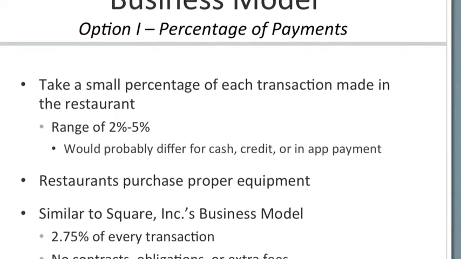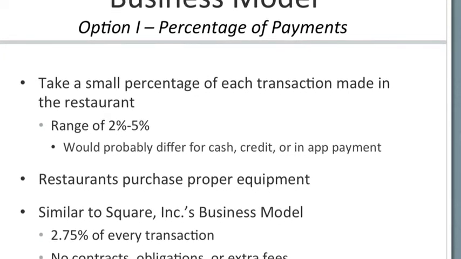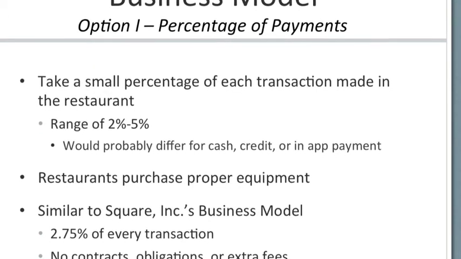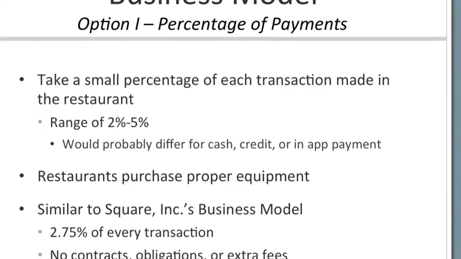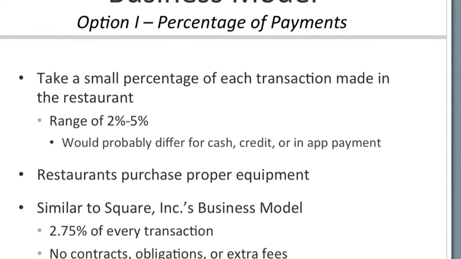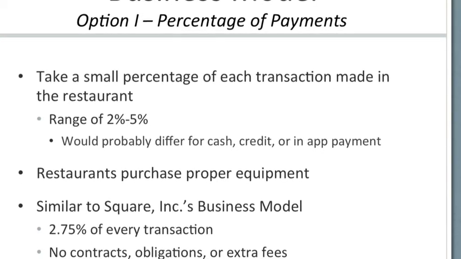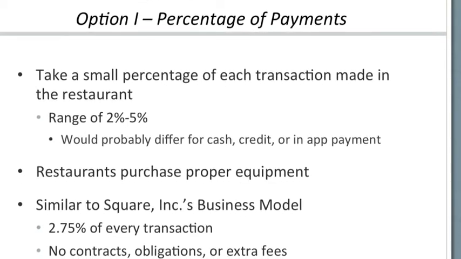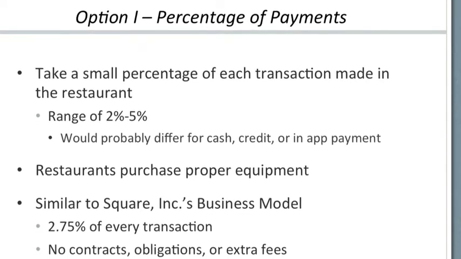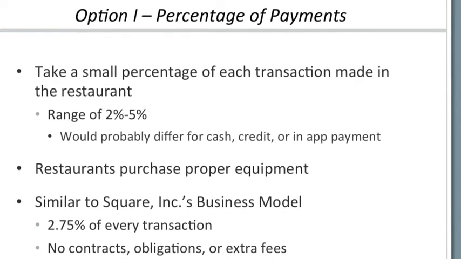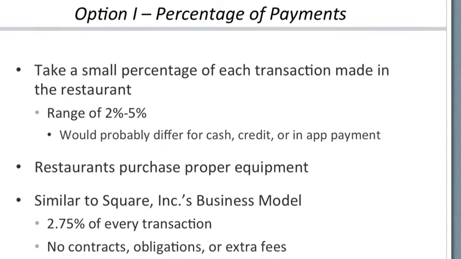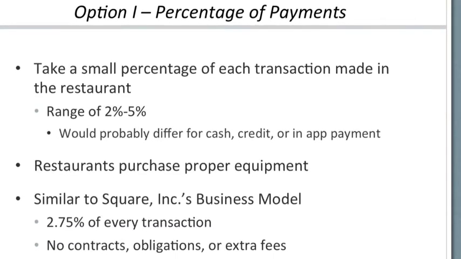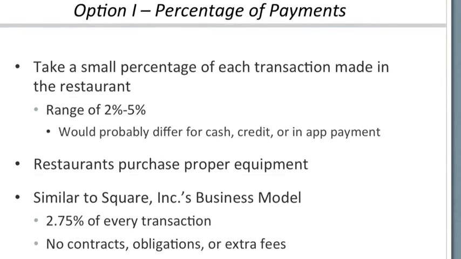The first is pretty in line with some other popular mobile payment applications at the moment. This business model involves taking just a small percentage of each transaction processed through our application. This is similar to Square Inc.'s business model, which charges 2.75% of every transaction processed through their application, and they've made a profitable startup.